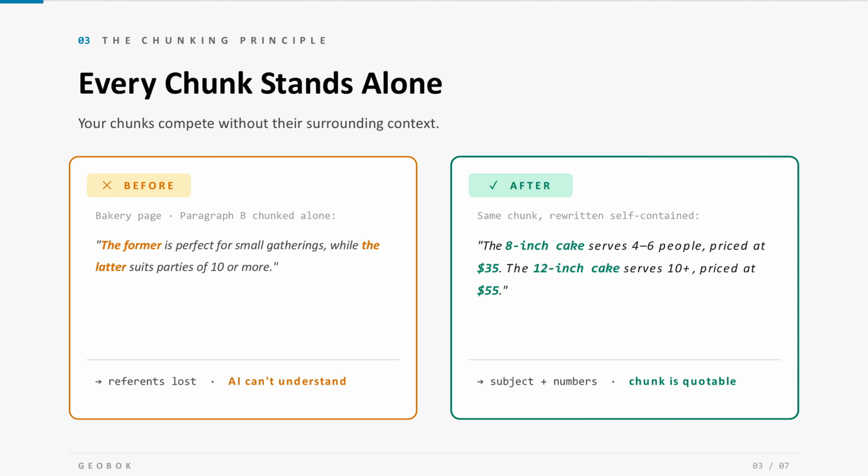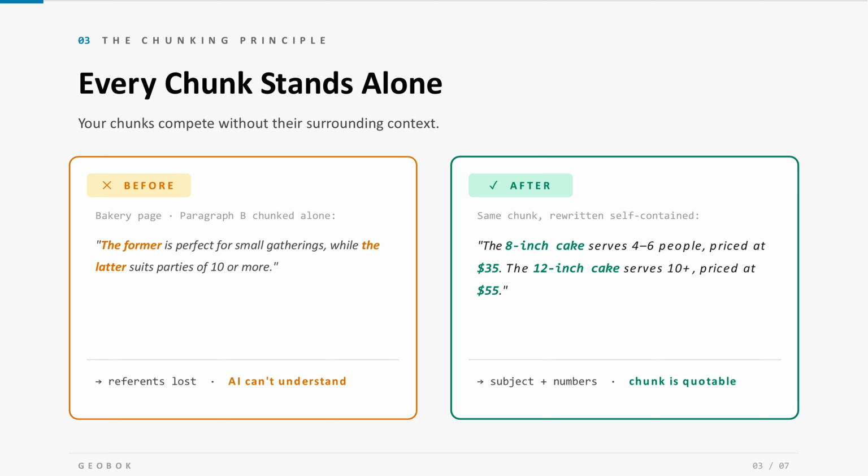Now flip the rewrite. Paragraph B becomes, "The 8-inch cake serves 4 to 6 people, priced at $35. The 12-inch cake serves 10 plus, priced at $55." Now the chunk stands alone, comprehensible, quotable. This is the first principle of GEO content writing. Every paragraph must be semantically self-contained.